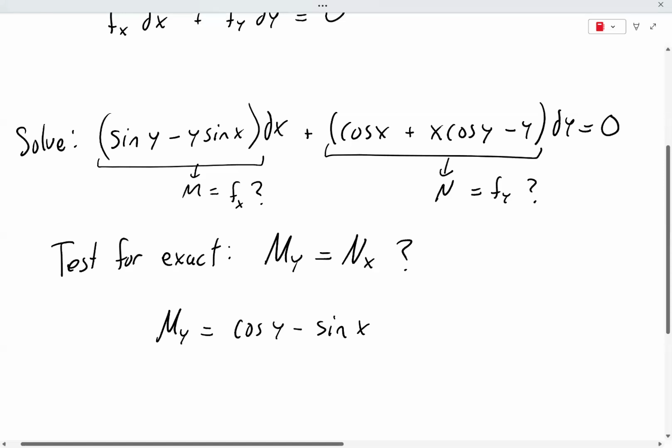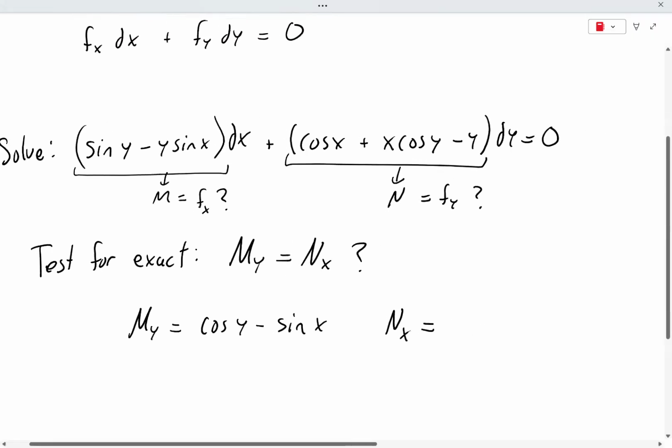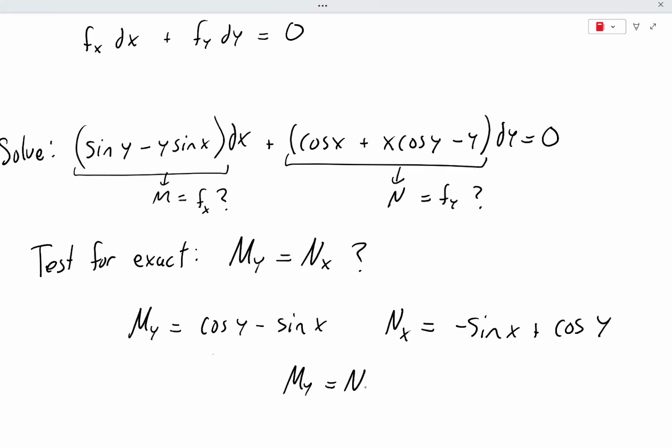Okay, now we'll compare that to the partial of N with respect to x. You do the same, so the partial of N with respect to x here would be what? That would be negative sine x plus cosine y. Like that. And notice these match, right? These are actually the same thing. So they check out. I'll write M sub y equals N sub x and put a check mark. So those match.